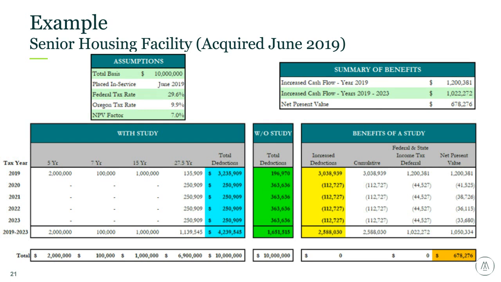So now we're going to head into our second polling question. All right, our next poll, cost segregation studies can be completed for which type of property? And your options are A, a for-profit hospital, B, senior housing facility, C, medical office building, D, surgery center, or E, all of the above.